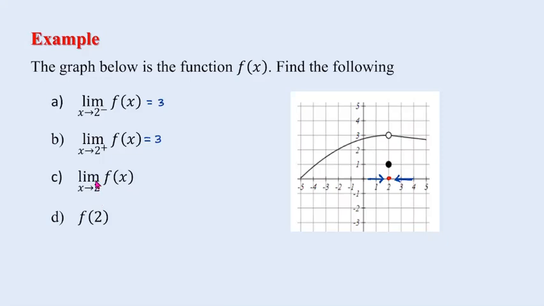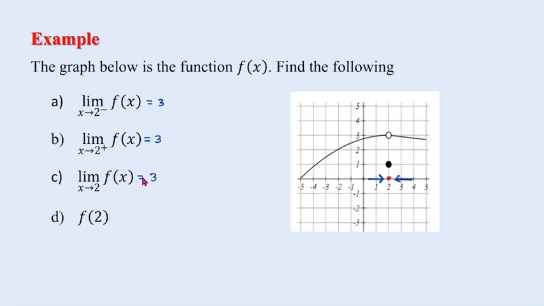Now in part C, we have to find the limit as x approaches 2 of the function. So here we saw that from the left and also from the right, that is the left-hand limit and right-hand limit of the function at 2 are equal. So when the left-hand limit and right-hand limit are equal, the limit exists and the value of the limit is equal to these values here. So the limit of this function when x approaches 2 is also 3.